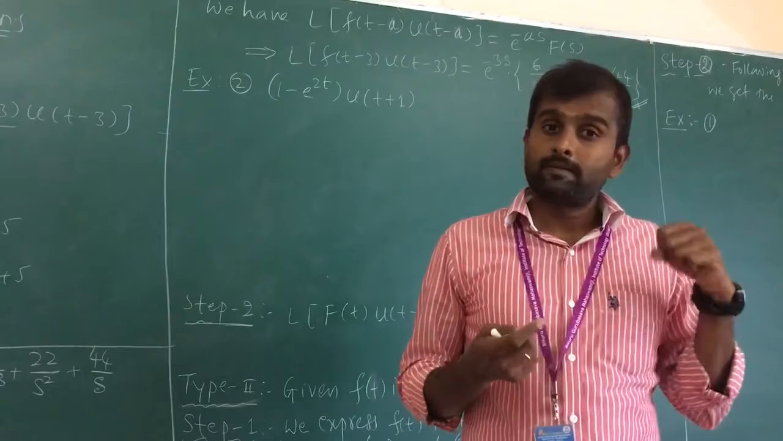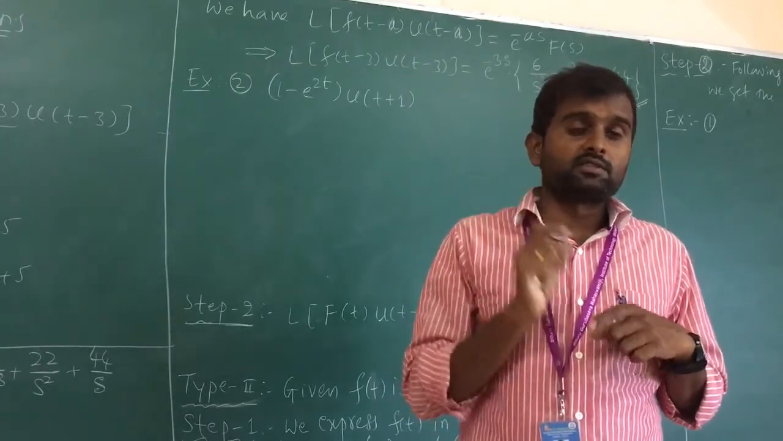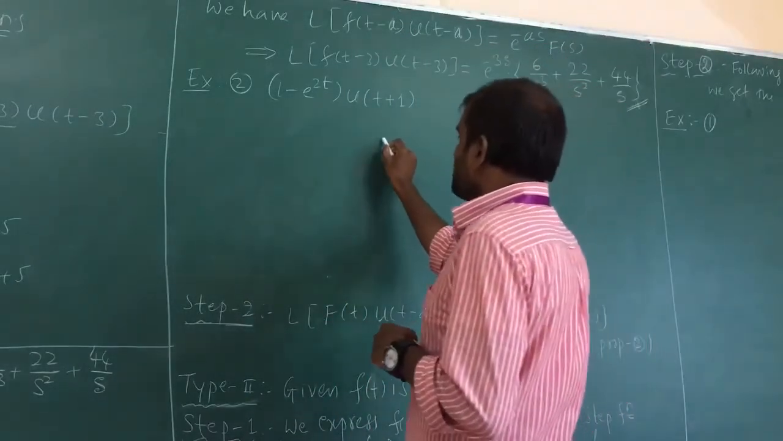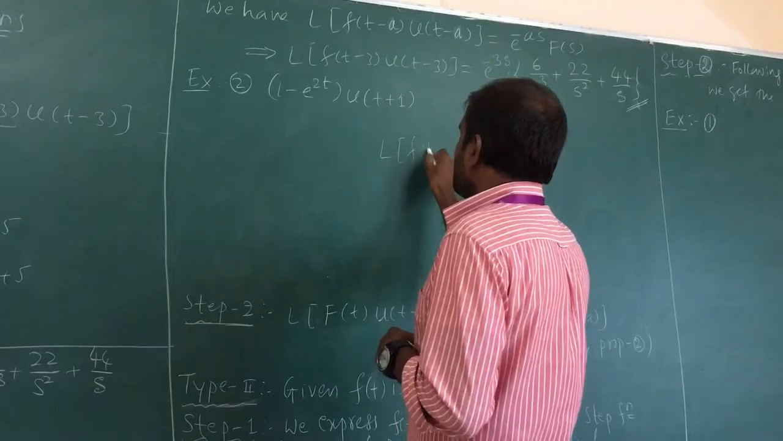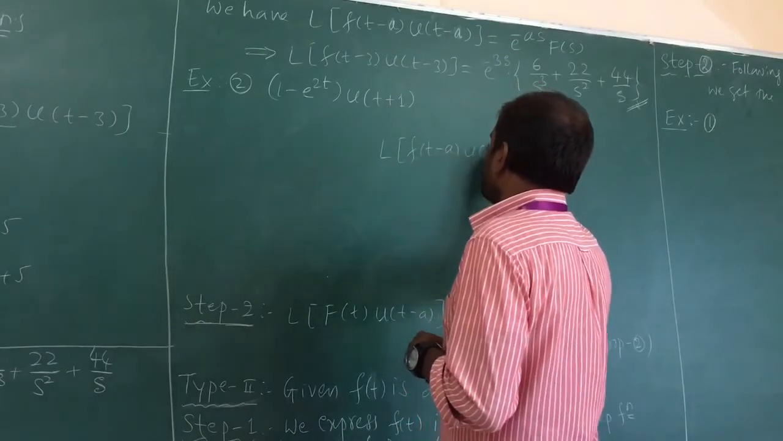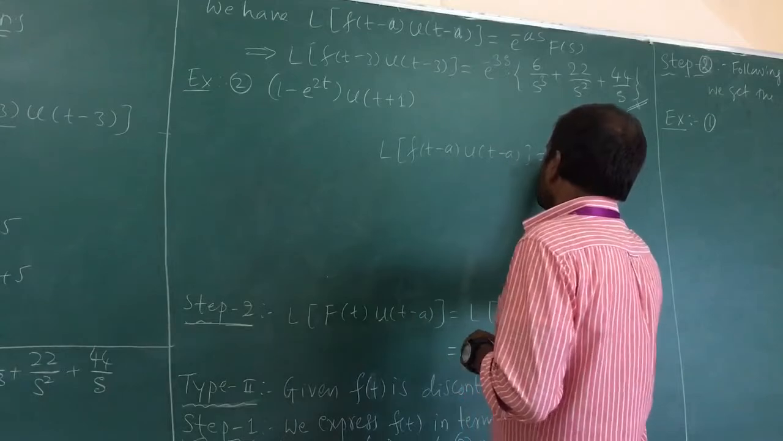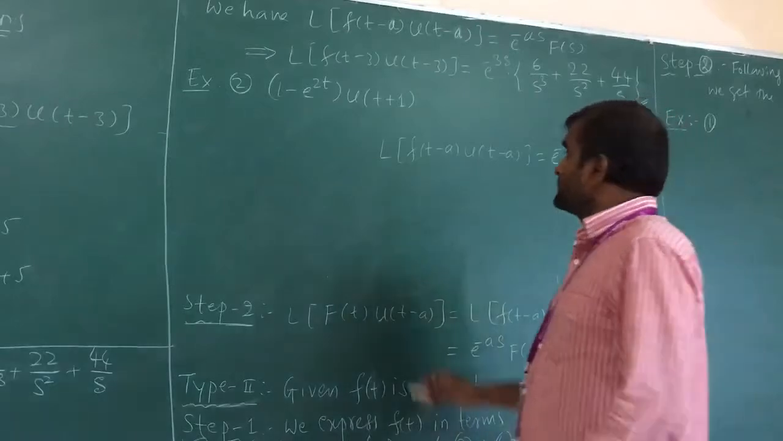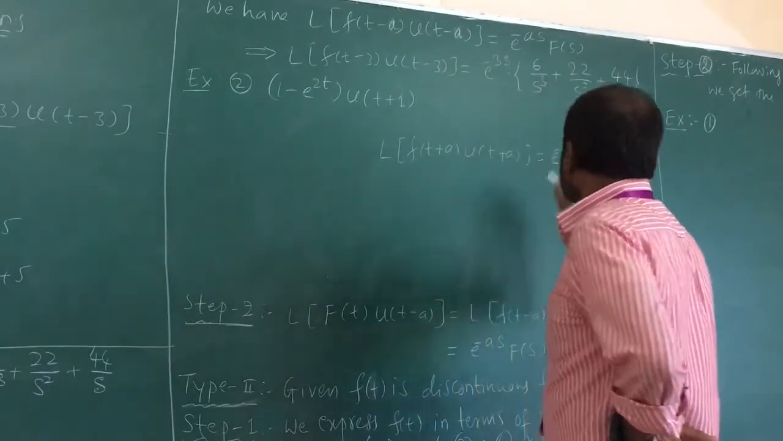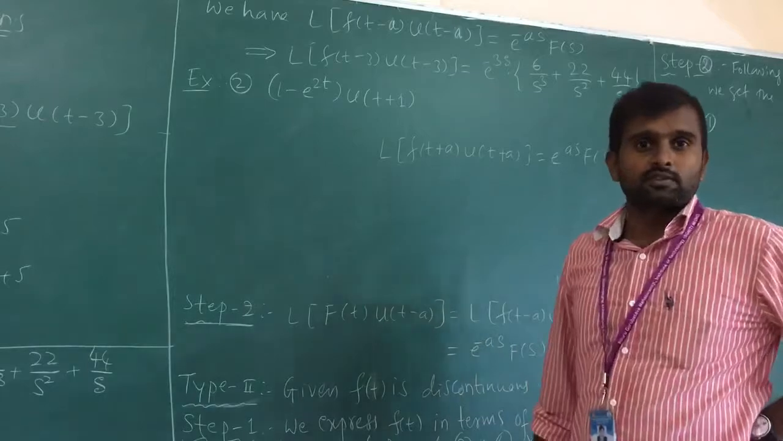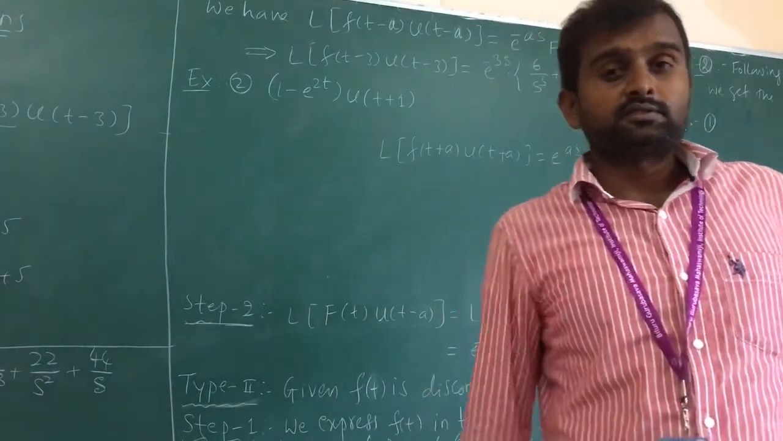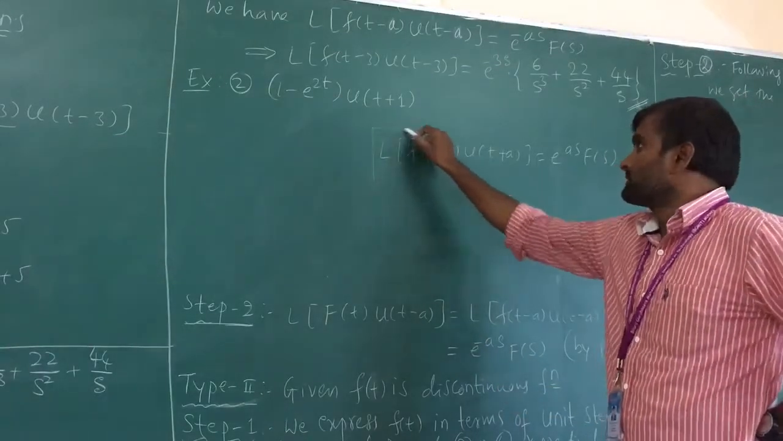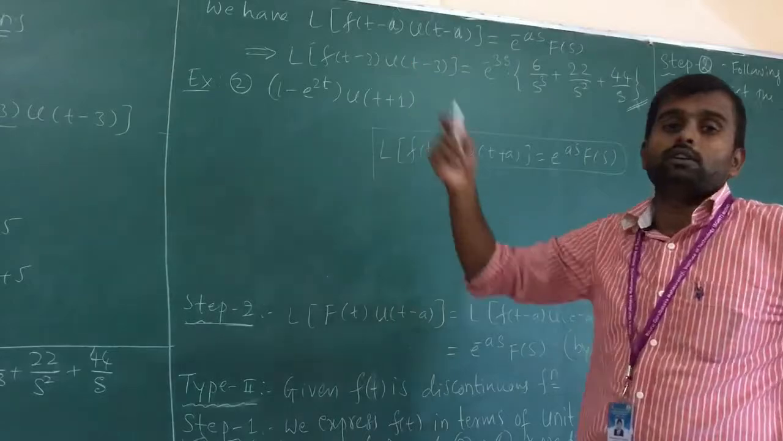So then what happens, e raised to minus as becomes e raised to plus as, into f of s. So we know that by property 2, L of f of t minus a into u of t minus a is e raised to minus as into f of s. If it is plus, then this is also plus: e raised to plus as into f of s. This formula we are using here.